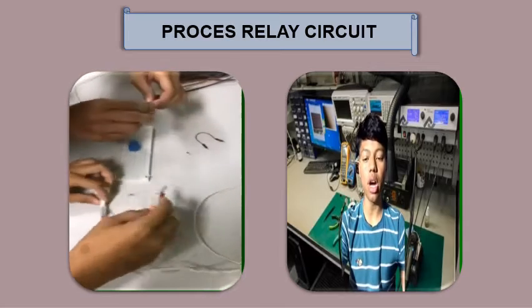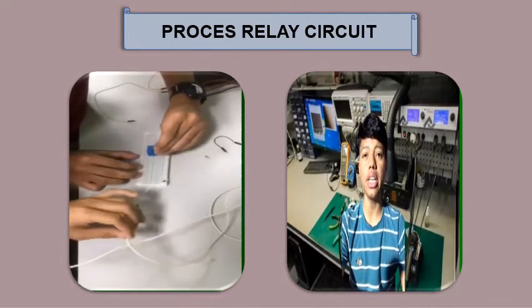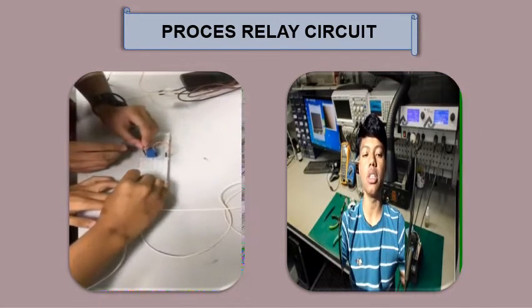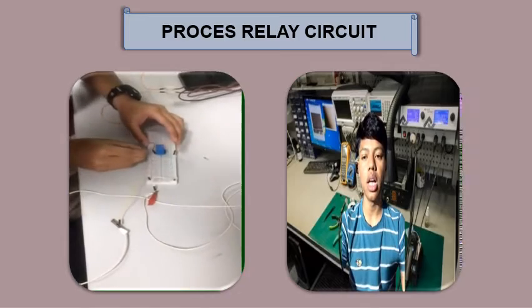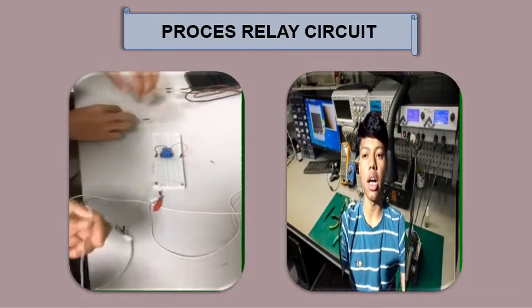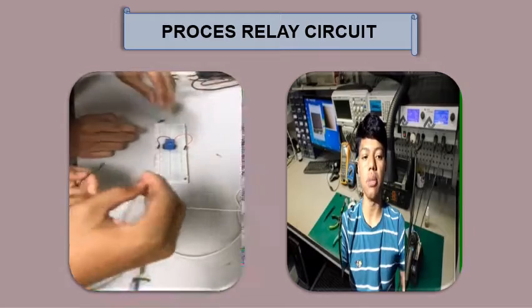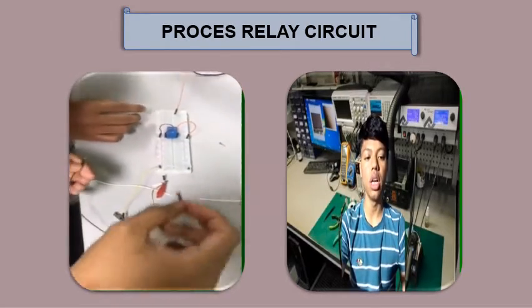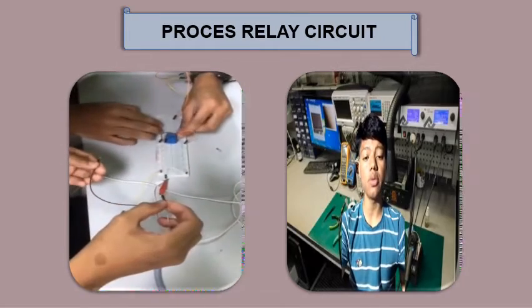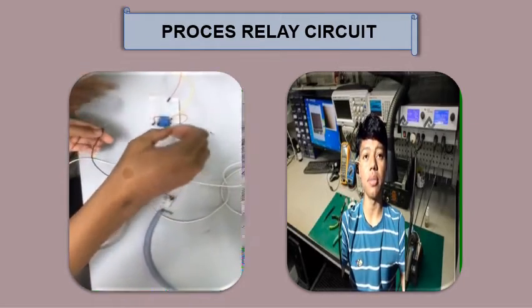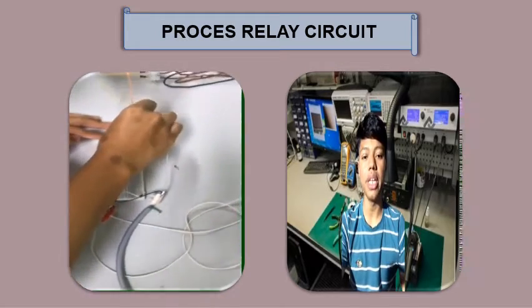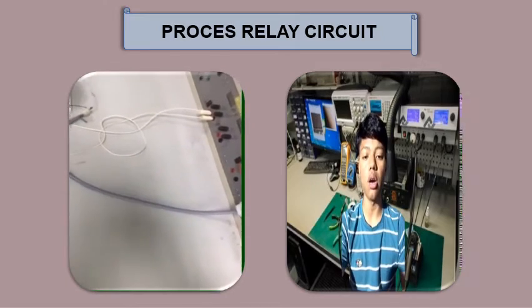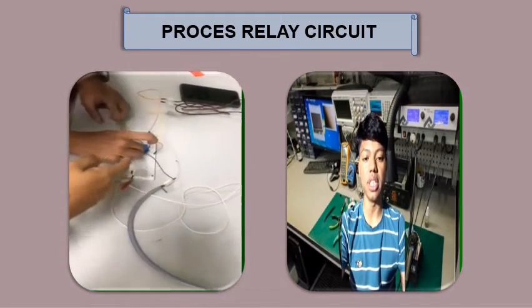Then you have to set the power supply to 5 volt, and you have to jump the power supply positive and negative terminals to the breadboard. And then the positive terminal you have to put in the normally closed pin, because I want to teach you how to use normally open first.